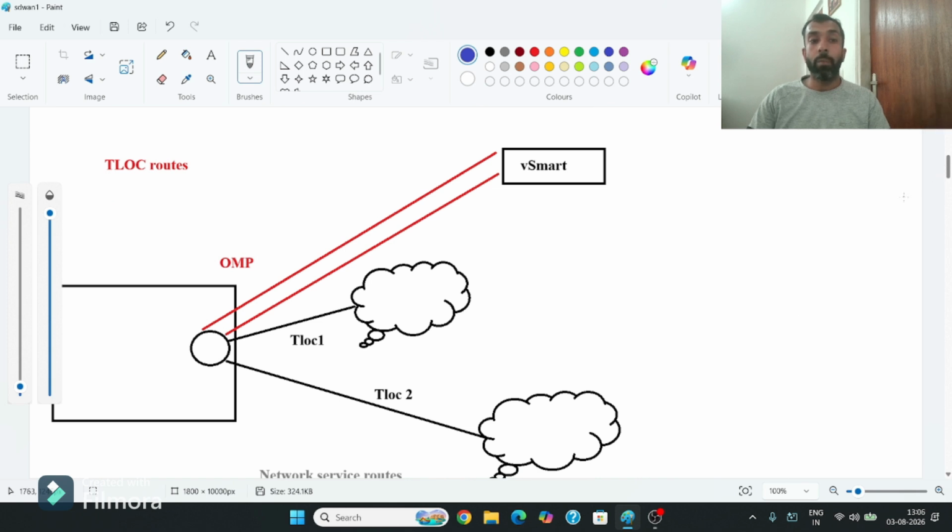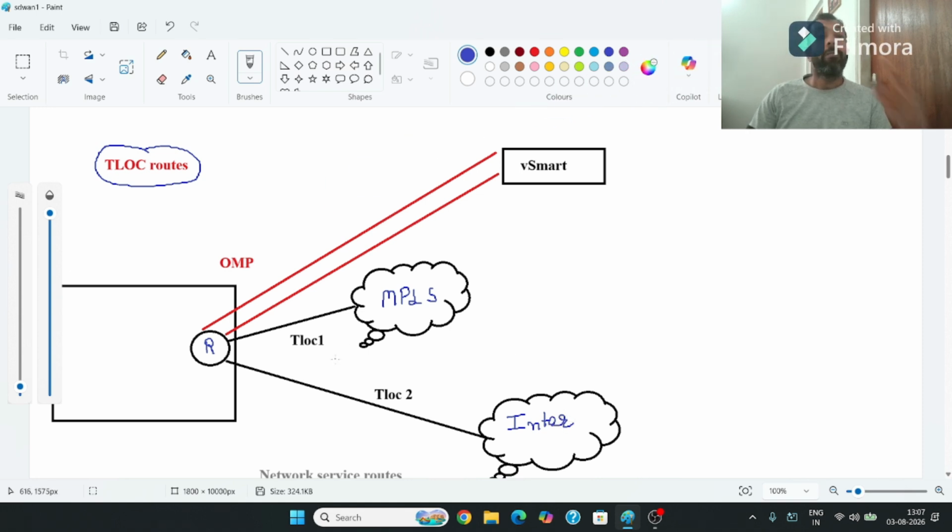Okay, that was only network information. The next type of route which a router can exchange with the help of OMP is known as TLOC routes. Now, think of a situation. We have an edge device, a WAN edge router. It is connected with two transports. The first transport is MPLS and the second transport is internet. This is our example. In this case, the router has two TLOCs.